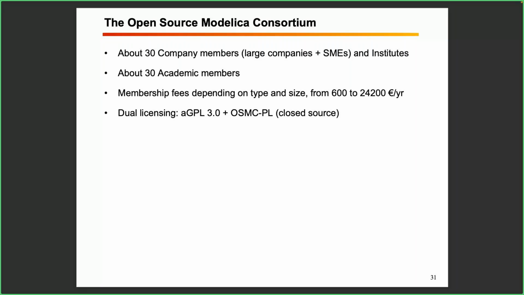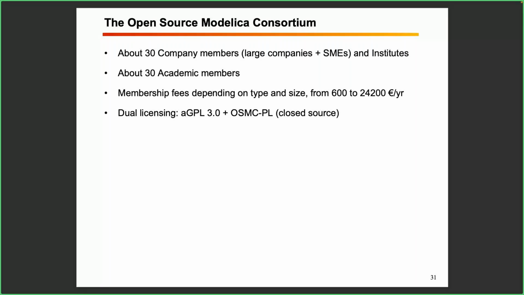So the ownership is of this non-profit entity with a backup. If the entity somehow fails, the ownership goes to Linköping University, which is still a reasonable deal. And then it's released under two licenses. One is Affero GPL. It's basically GPL with all the copyleft stuff. But if you're a member of the consortium, you can also get it with a closed source license, which is known as OSMCPL.